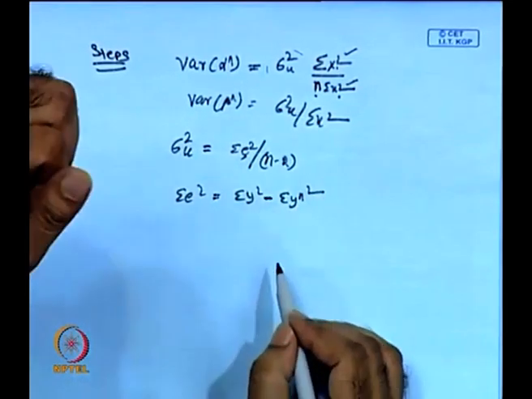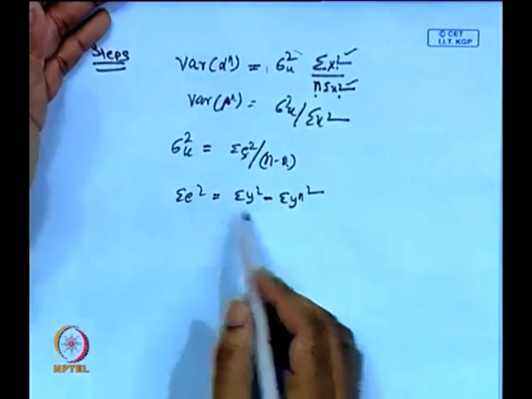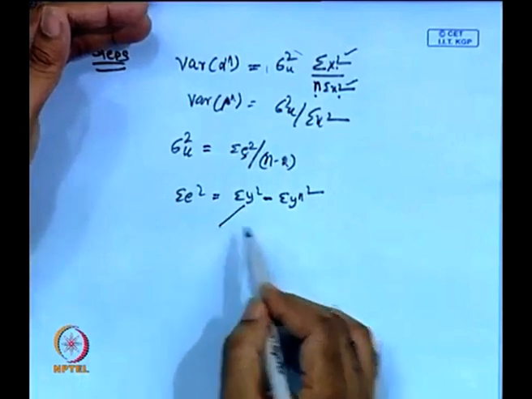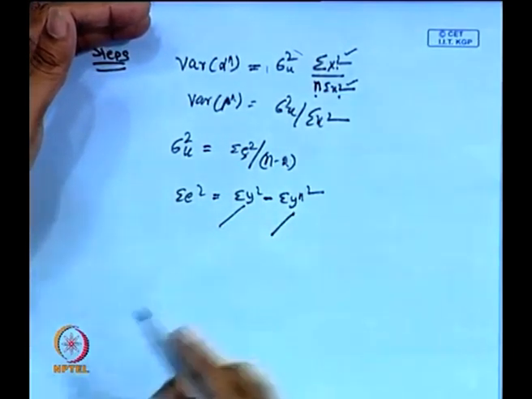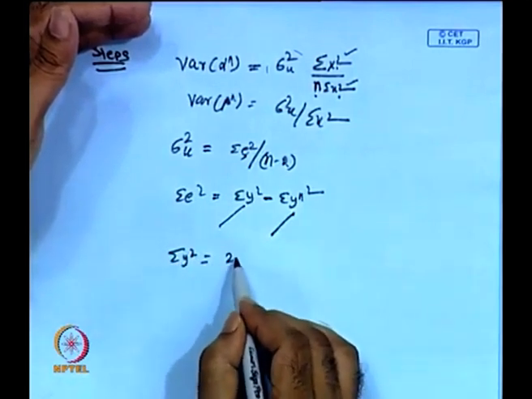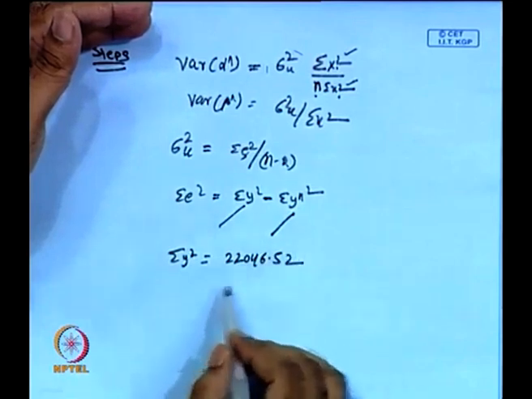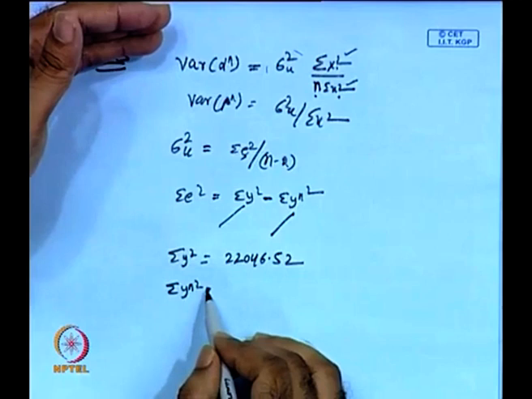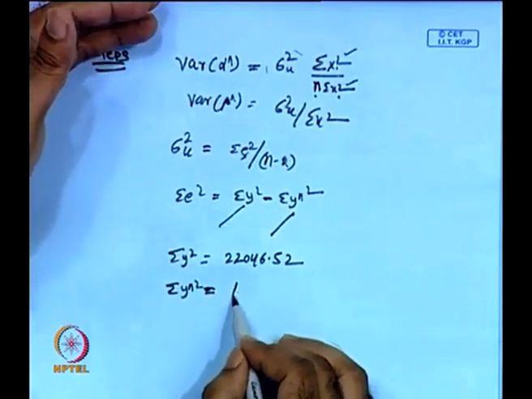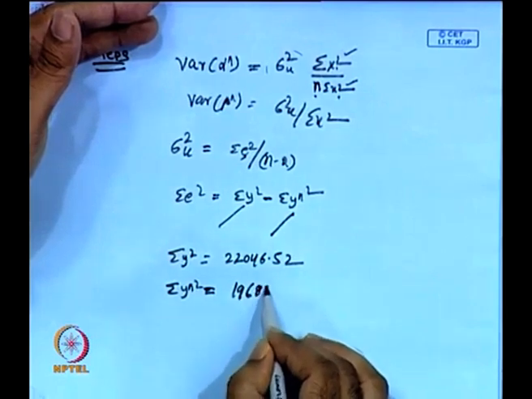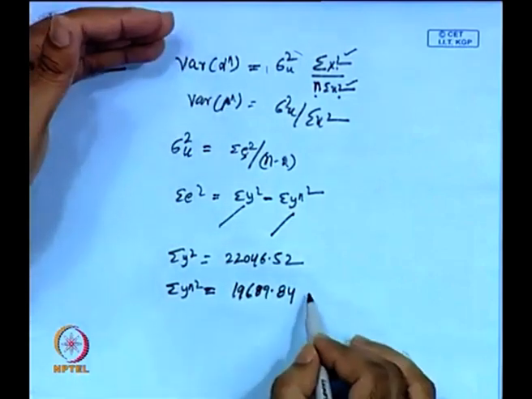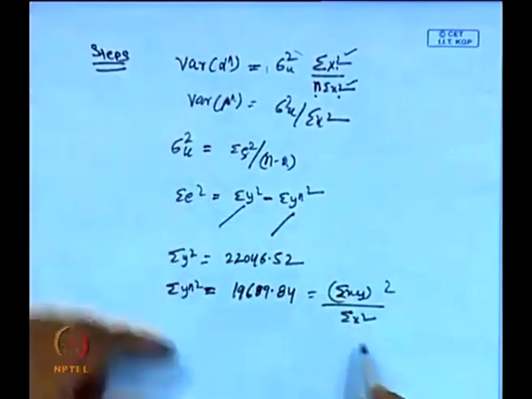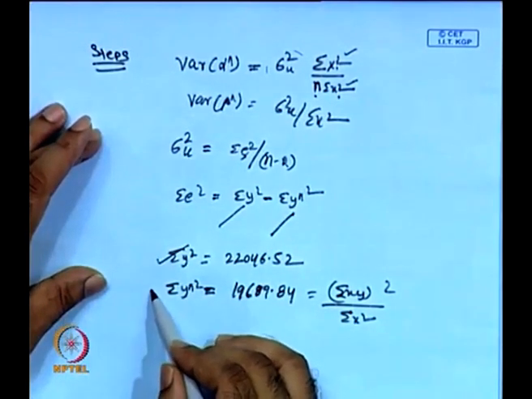Okay, summation y hat square, which we have already derived, how it is coming. So, what is our agenda here? We would like to know first what is summation y square and what is summation y hat square. By calculation, summation y square is equal to 22046.52, which we have already calculated. Then summation y hat square is nothing but beta hat square summation x square, which is 19689.84. Okay. So, this item is nothing but summation x y whole square by summation x square. We have already derived all these things, and we are just reporting the value of summation y square here and summation y hat square here.